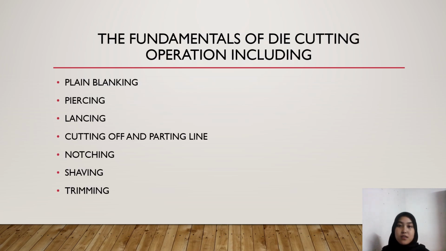There are several die cutting operations, which are plain blanking, piercing, blanching, cutting off and parting line, notching, shaving, and lastly is trimming.